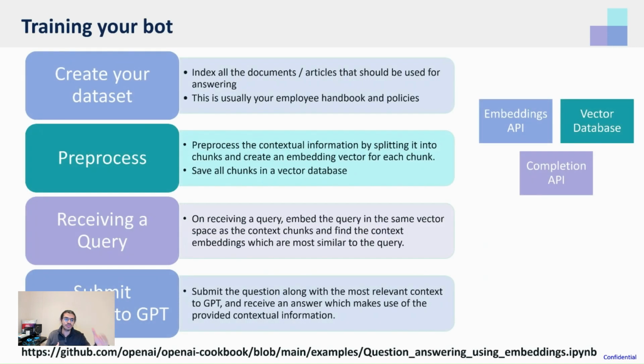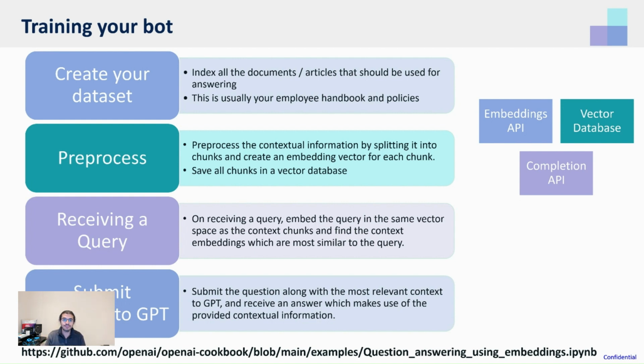And training a bot consists of a set of steps: creating your dataset, pre-processing, receiving a query, and submitting questions to GPT. So, let's dive into what each one of these means. Creating your dataset is really about indexing the documents and articles that should be used for answering. So this can be things like your employee handbook, policies, and so on. The whole concept is we take all that data and save it somewhere as our dataset. So this can be in a database, it can be in a search index, wherever you want to save it to be accessed later.